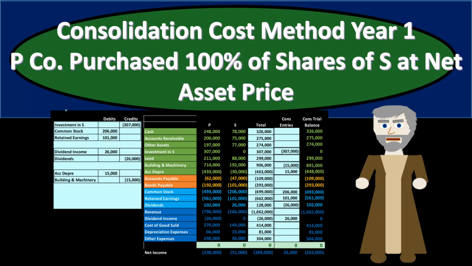P, one company, is going to be owning 100% of the shares of S, the other company, and we're going to assume that the purchase took place at the beginning of the current year, for the net asset price of the company that was purchased, that being Company S.